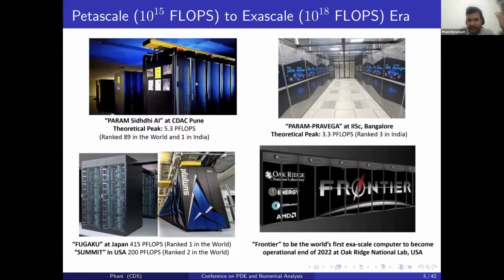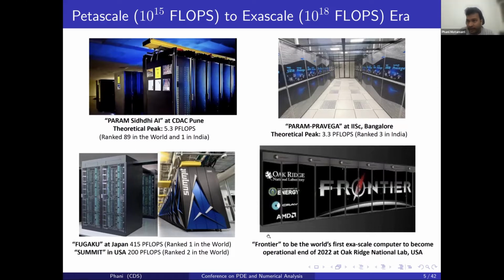For instance, if you look at India today, we have Paramsiddhi AI at CDAC Pune, which has a theoretical peak of 5.3 petaflops and is ranked 1 in India and 89 in the world. And we have at IISc Param Pravega, which is 3.3 petaflops, which essentially means you have large scale supercomputing power even in India, which you can leverage. And if you look at the world, today the largest supercomputer is in Japan, Fugaku, at around 415 petaflops, ranked 1 in the world. And Summit had 200 petaflops, released in 2018, ranked 2 in the world.